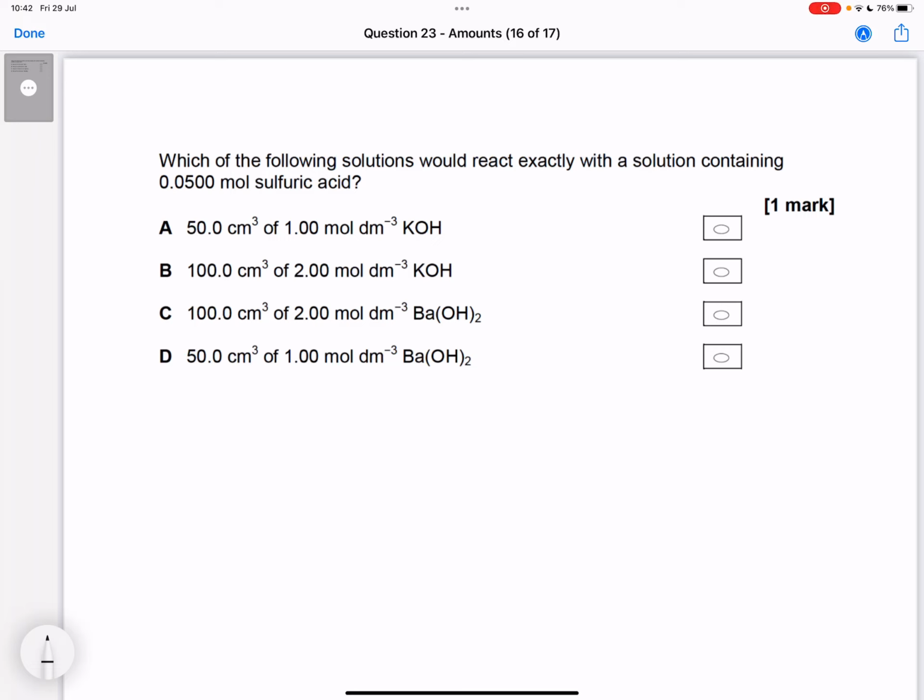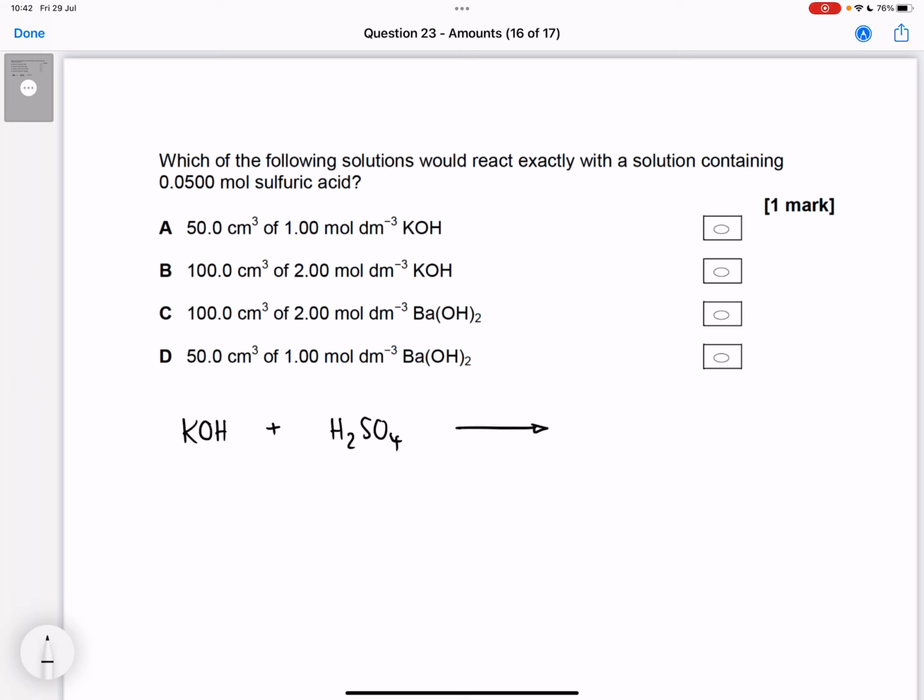In order to answer this question, we do need to be able to write the equations for the reactions of barium hydroxide and potassium hydroxide, each with sulfuric acid, so that we know the ratio. So we've got two equations to deal with. So we've got acid plus alkali. It's going to make the salt.